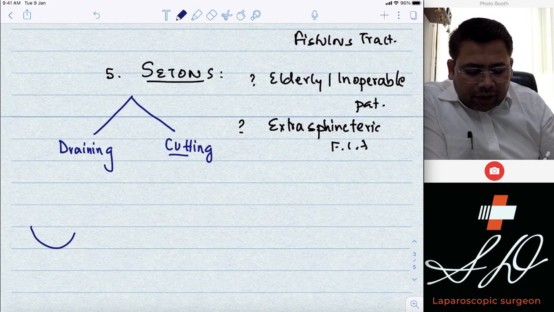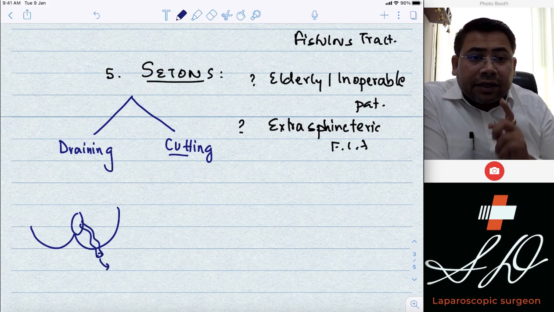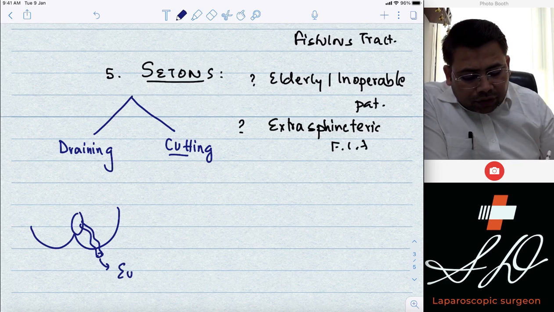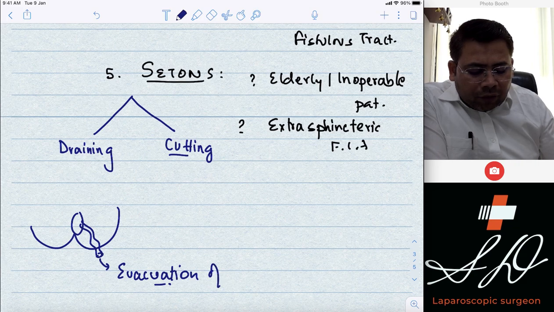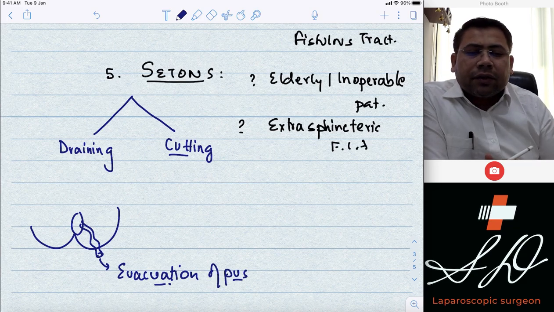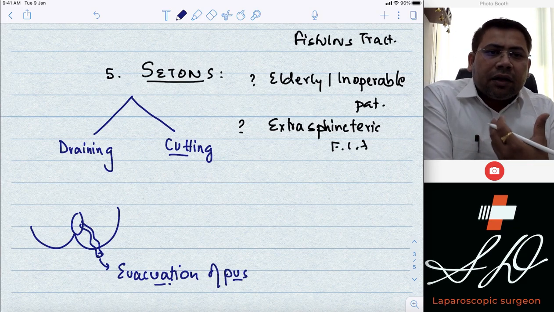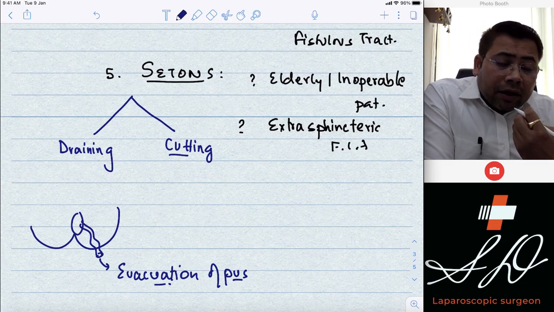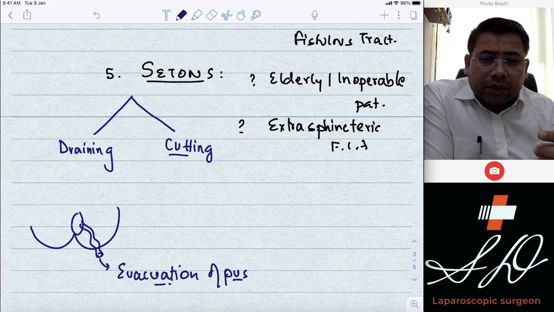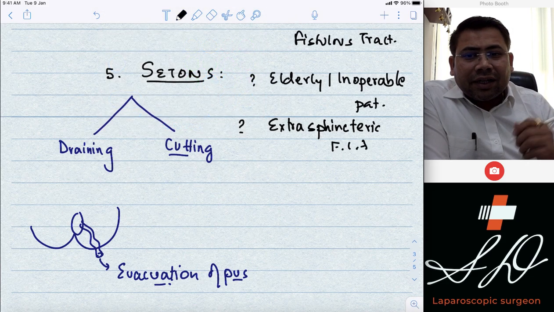What do you mean by draining seton? A draining seton is a tube which is placed inside and which will facilitate drainage and evacuation of pus. There will be no pus accumulating in the fistulous tract, and along with that you will give antibiotic coverage that will allow the fistula to heal. This is for elderly, inoperable patients.